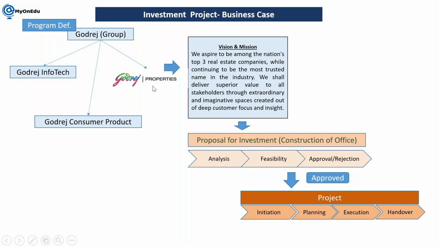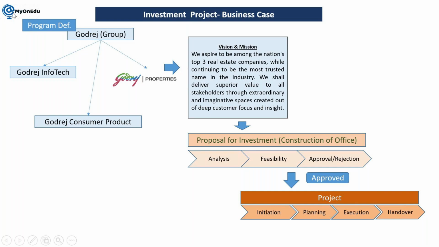Godrej Properties, it is a portfolio. Portfolio means similar projects which we can keep in one place. Godrej Infotech, this is an IT company. All IT projects will be kept in one place. This is another portfolio. Godrej Consumer Products is a consumer FMCG company, and all projects relevant to FMCG have to be kept here. In Godrej Consumer Products, that is my portfolio. And here the vision and mission will be aligned with your portfolio.